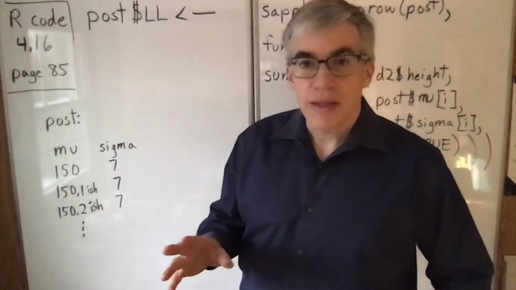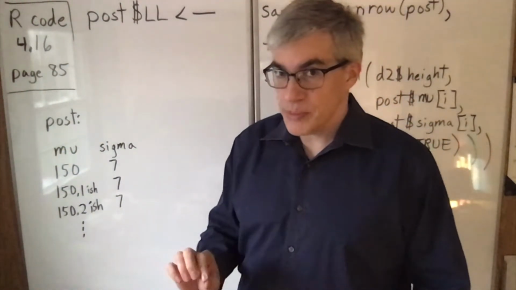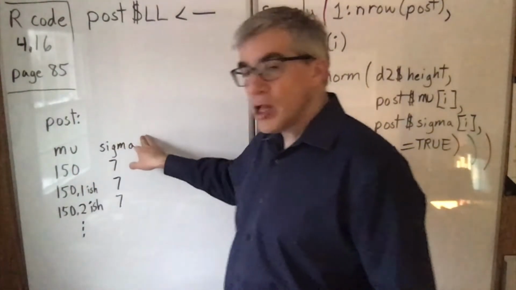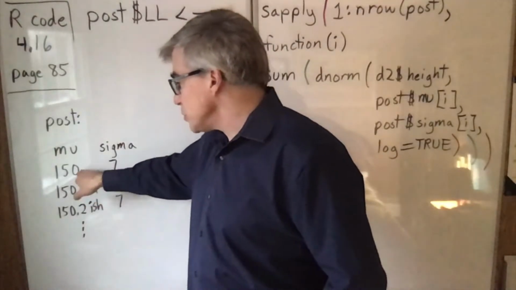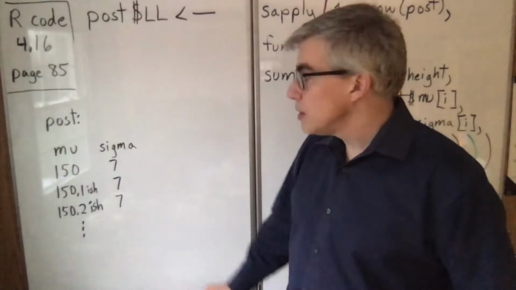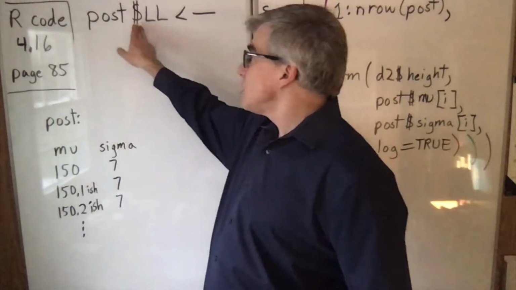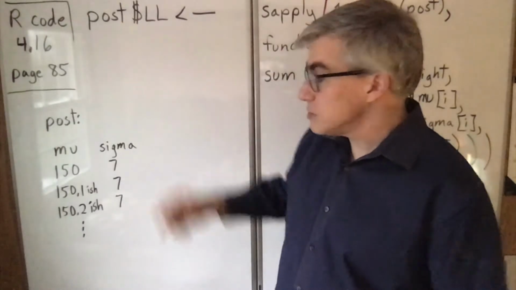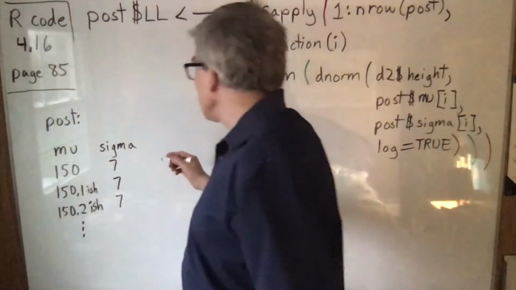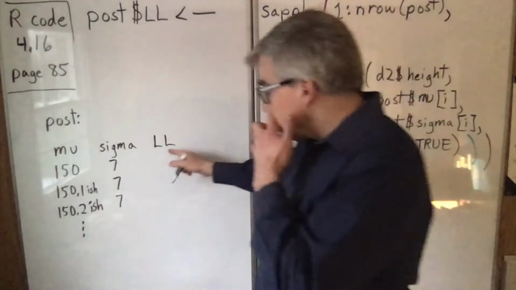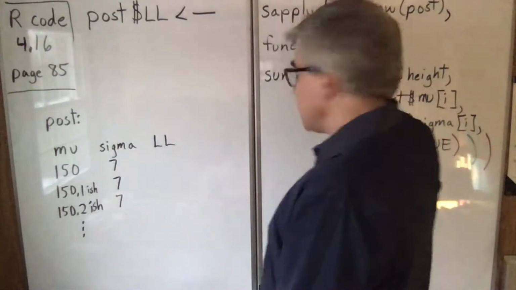First of all, the post data frame so far consists of a column labeled mu and a column labeled sigma, with combinations like 157, 150.1-ish 7, etc. And then we're saying post$LL, that's posterior log likelihood is what it stands for, and it's saying that we're going to create an LL column. So we're adding to the data frame and assigning it this mess.